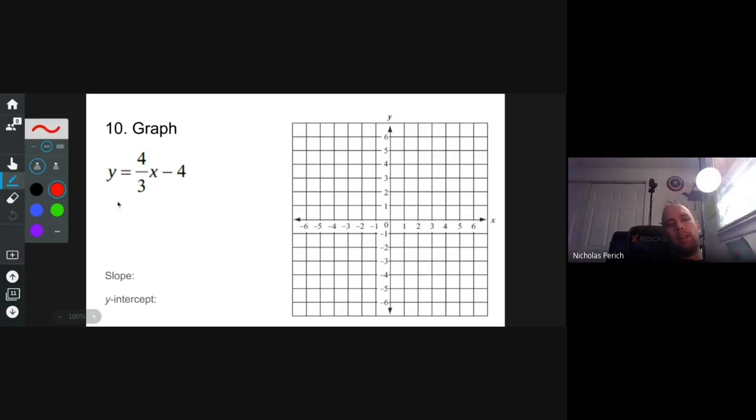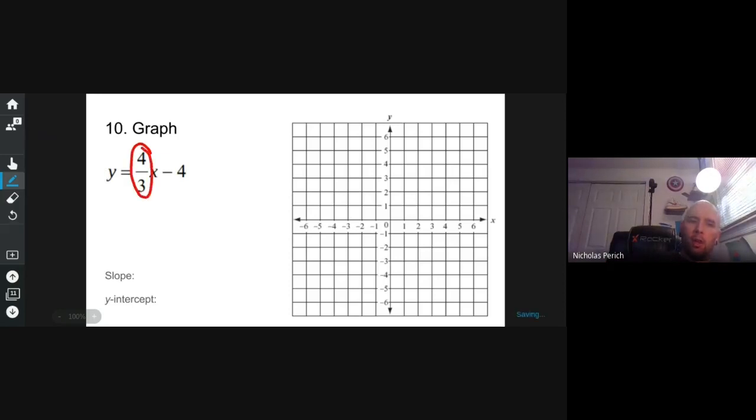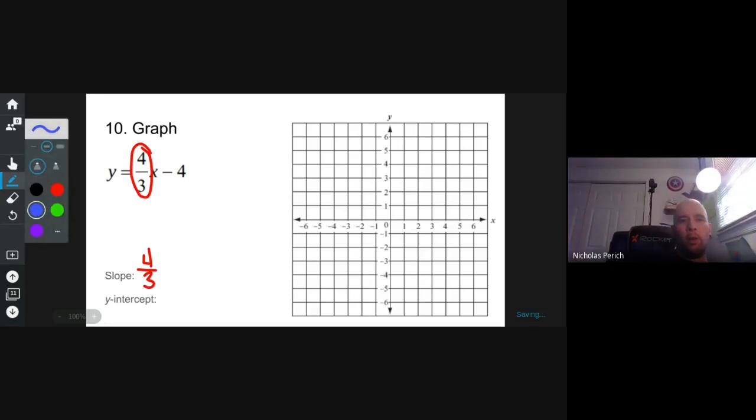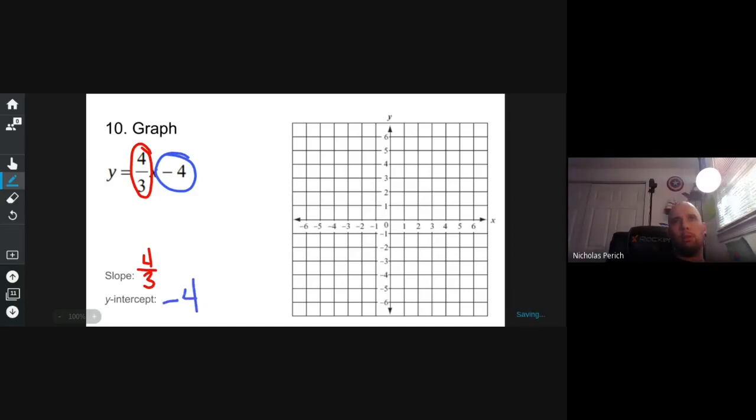Step 1, is y all by itself? Yes. Step 2, if y is all by itself, identify the slope. The slope is the number in front of x. The slope is 4 over 3. The y-intercept is the number floating around all by itself. The y-intercept is -4.